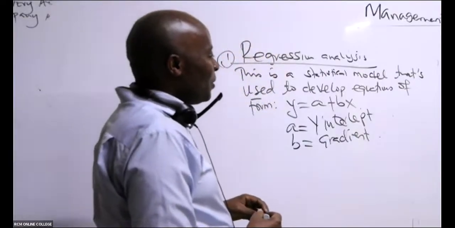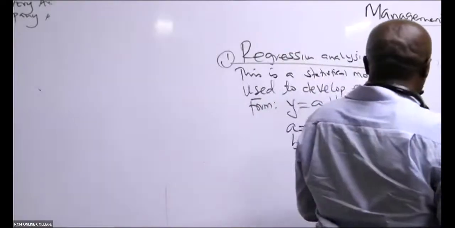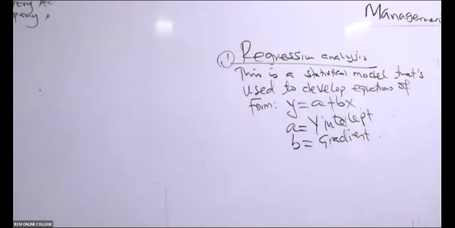Y equals A plus BX, where A equals the y intercept and B equals the gradient. Then regression analysis gives us formulae for getting A and B. So then I'll be able to write this formula for you.